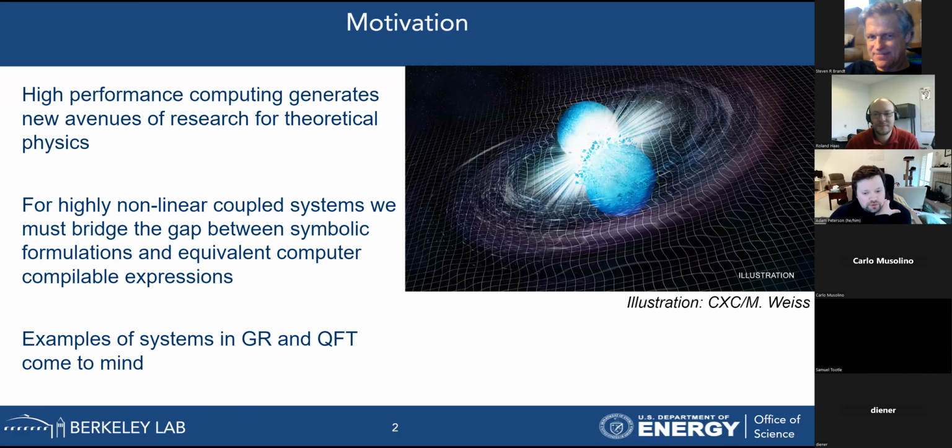Okay, so let's talk a little bit about the motivation. You all are familiar with the Einstein Toolkit. You know that high performance computing has generated new avenues of research for theoretical physics. And specifically for highly nonlinear coupled systems, we determined that we need to bridge the gap between the very pretty symbolic formulations and the equivalent computer compilable expressions. And of course, the examples of GR and quantum field theory come to mind.